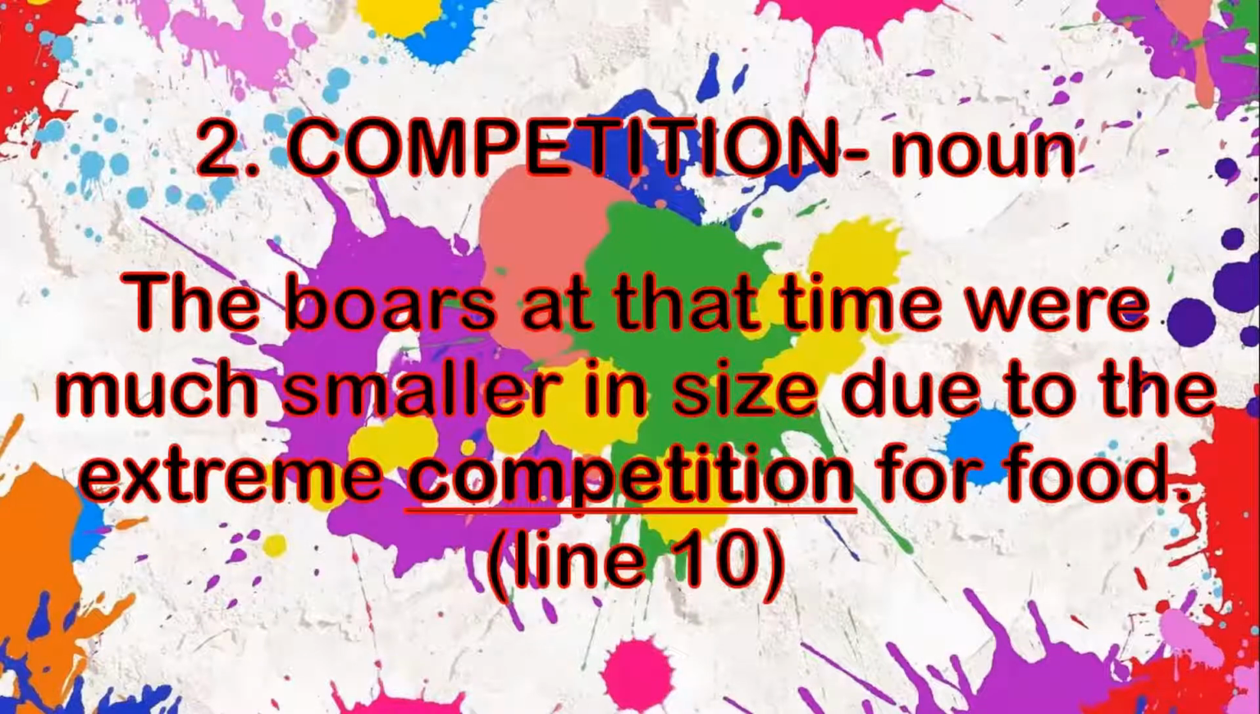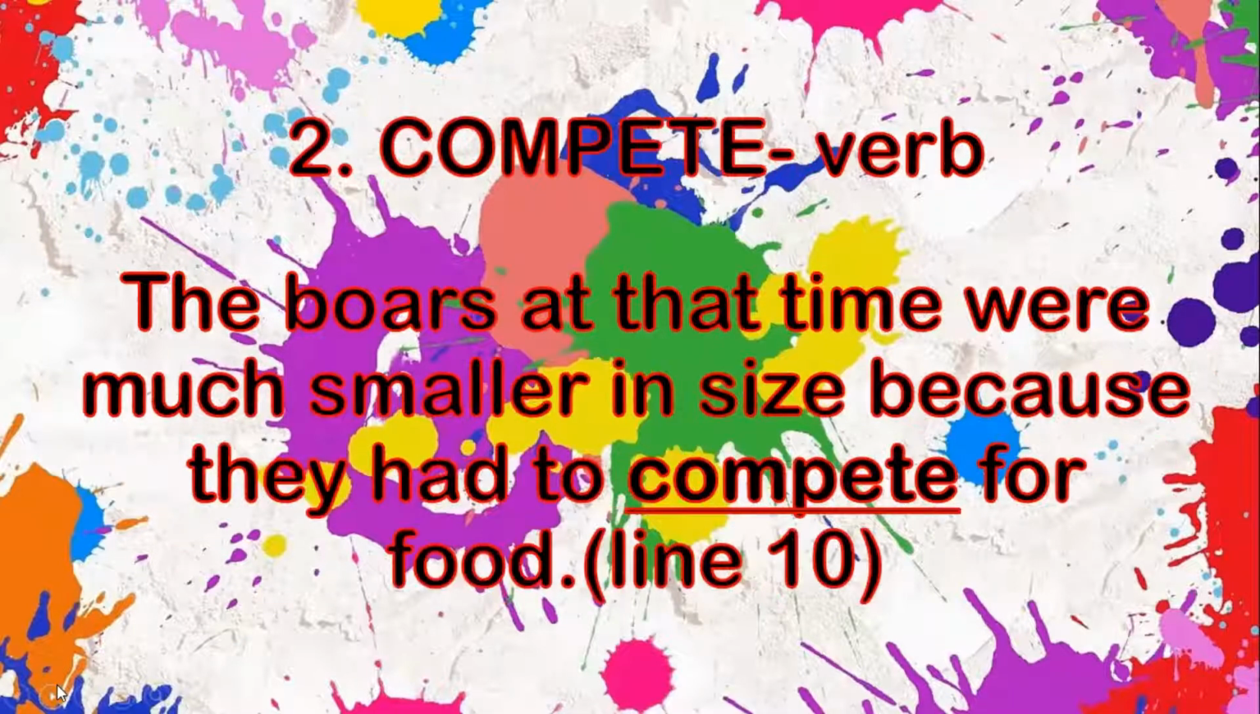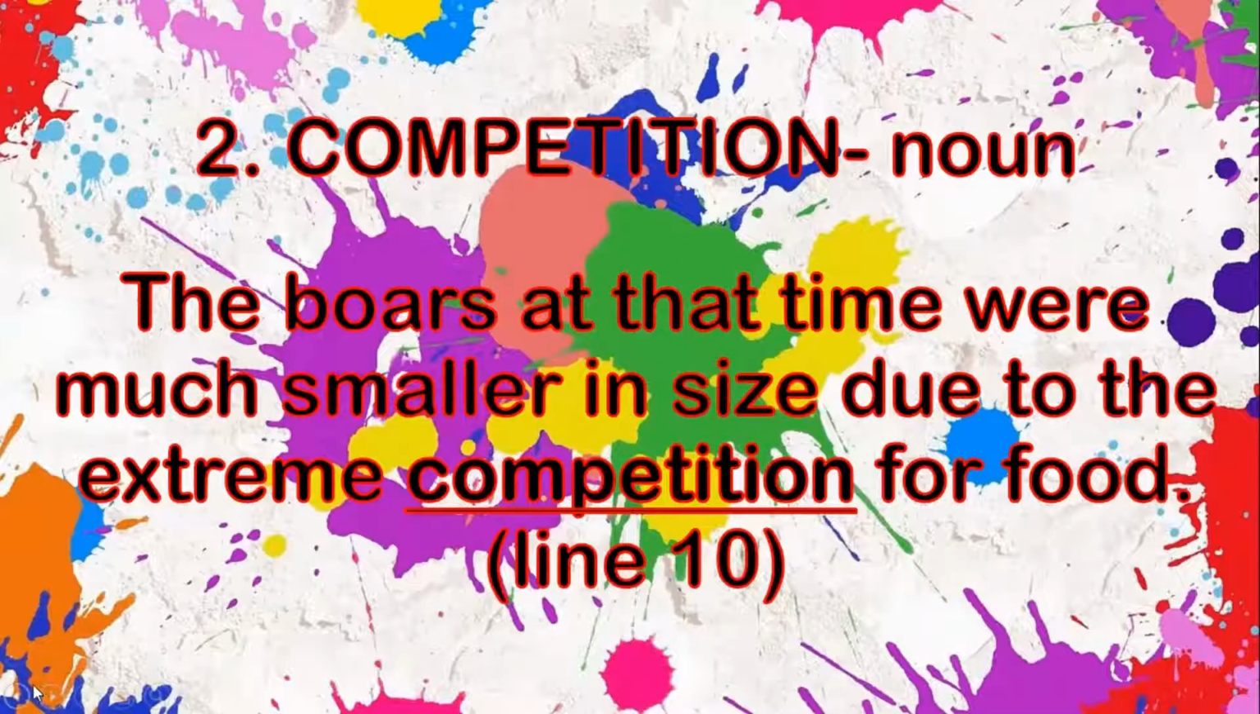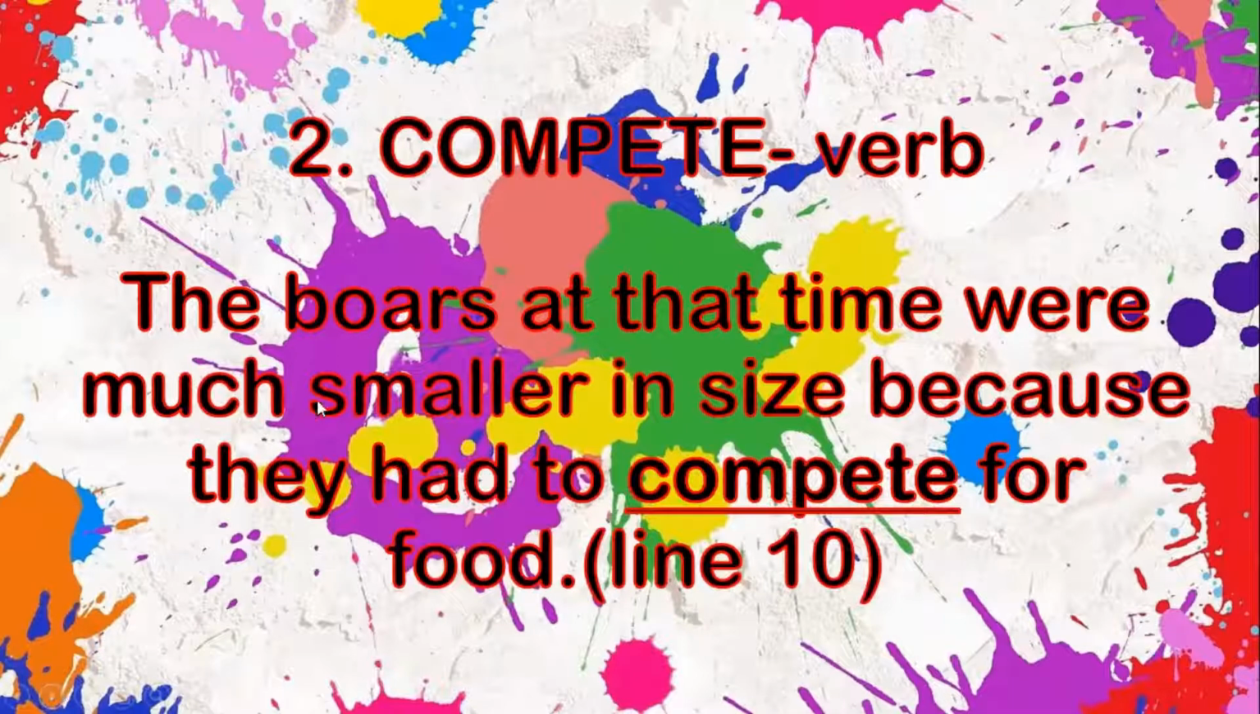The boys at that time were much smaller in size due to the extreme competition for food, and we're directed to line 10. Competition is a noun, right? But when we go now to the closed passage and it says the boys at that time were much smaller in size because they had to, we cannot say competition for food because it does not make sense grammatically.